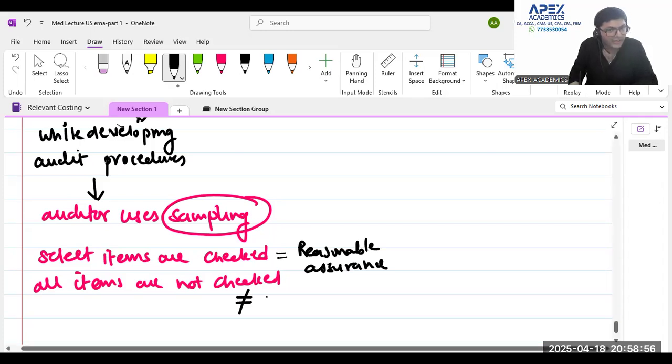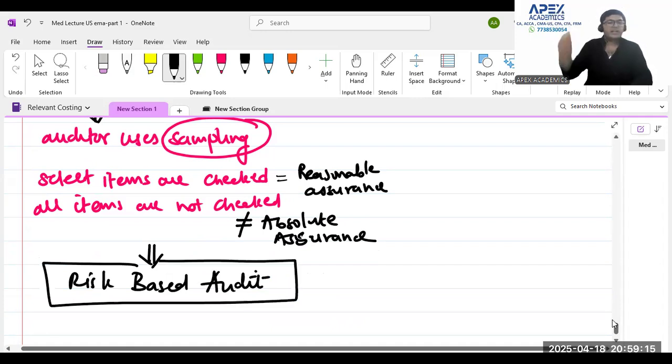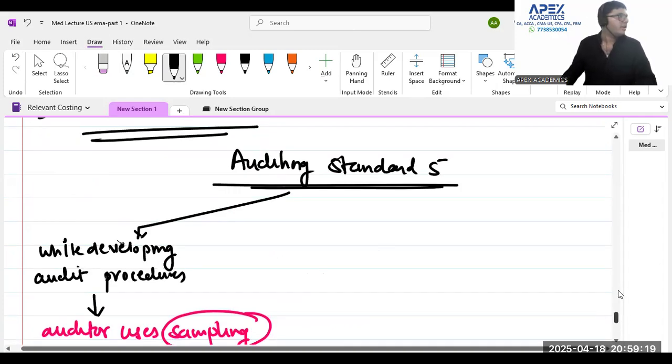Therefore, we do not get an absolute assurance. Sir, this is known as what audit? Sir, this is known as risk-based audit. This is known as risk-based audit. I hope you are all with me on that. Agreed or disagreed? Yes or no?